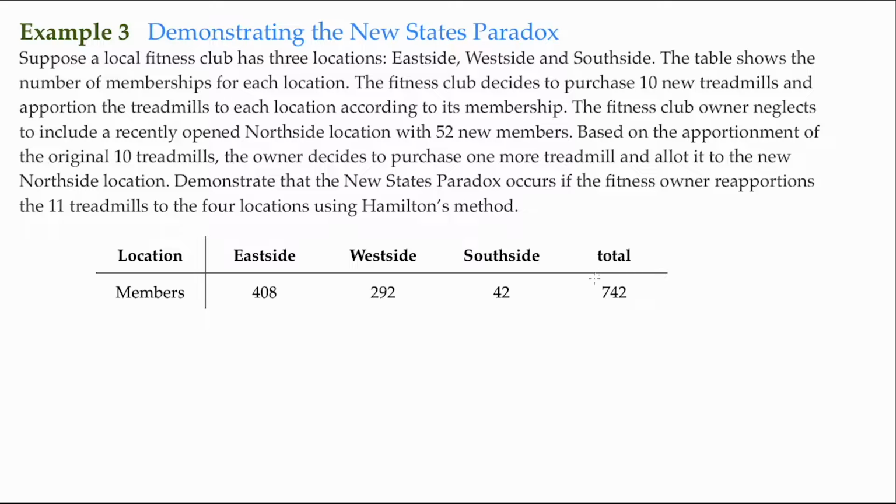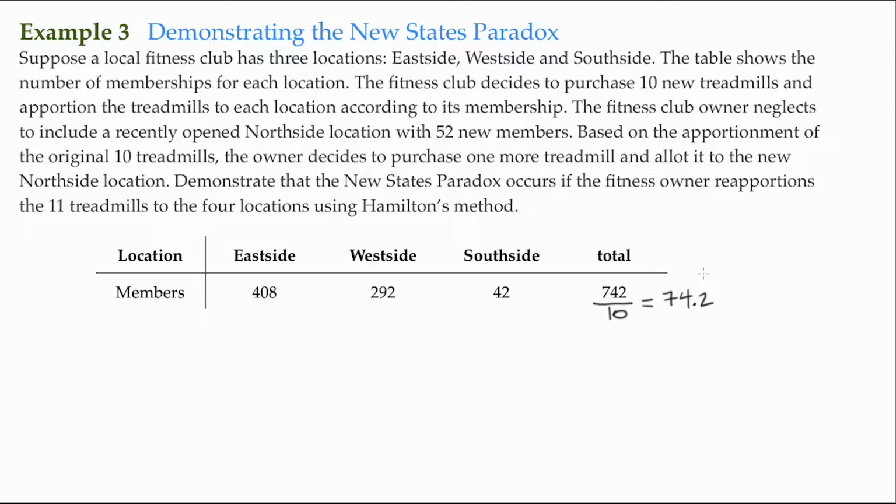We have a total population of 742 members. This is before the owner realizes that he forgot to include the North Side location. So according to these 3 locations, he has 742 members, and he's going to allot 10 treadmills to them. So we just divide this by 10. Then our standard divisor is 74.2.